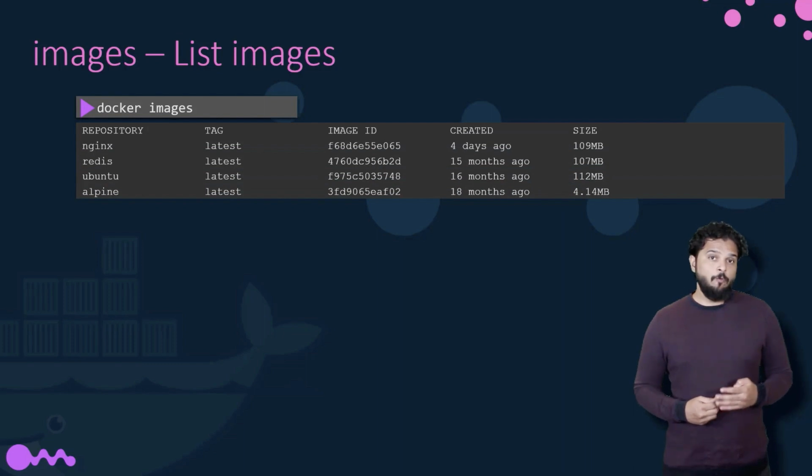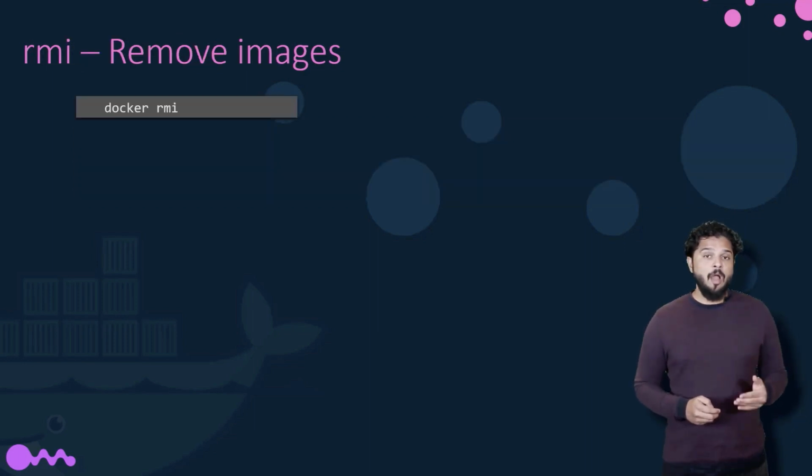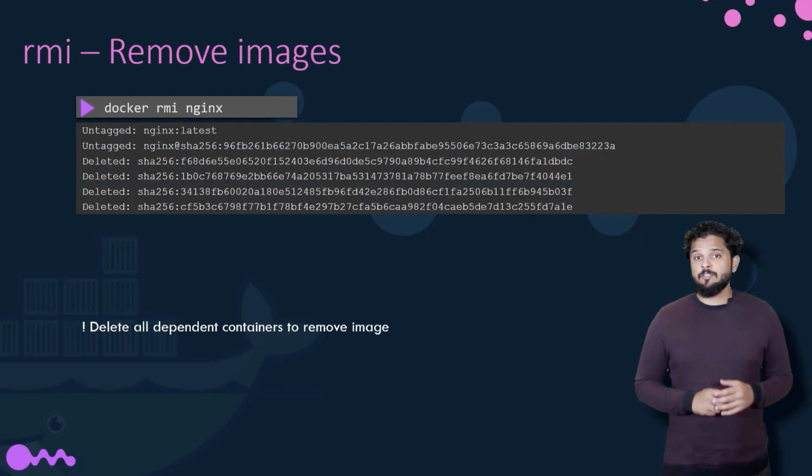On our host, we have 4 images: nginx, Redis, Ubuntu, and Alpine. We will talk about tags later in this course when we discuss images. To remove an image that you no longer plan to use, run the docker rmi command. Remember, you must ensure that no containers are running off of that image before attempting to remove the image. You must stop and delete all dependent containers to be able to delete an image.